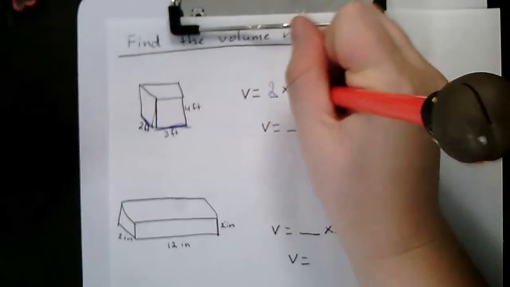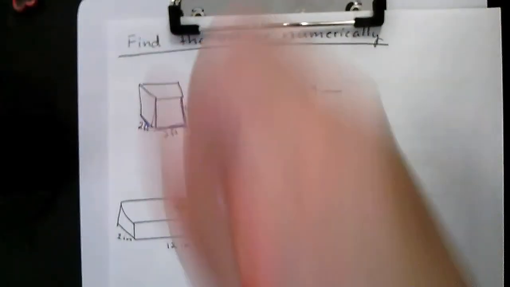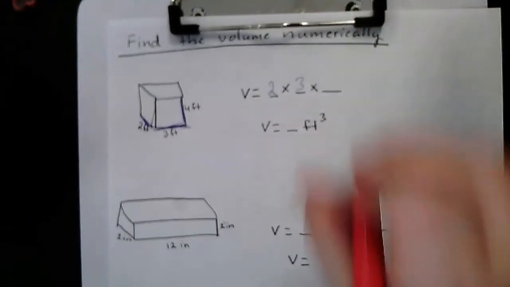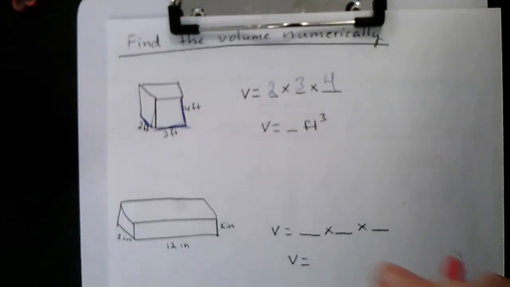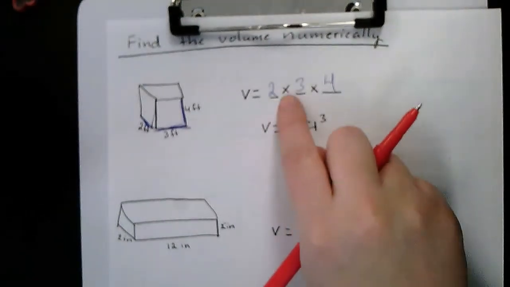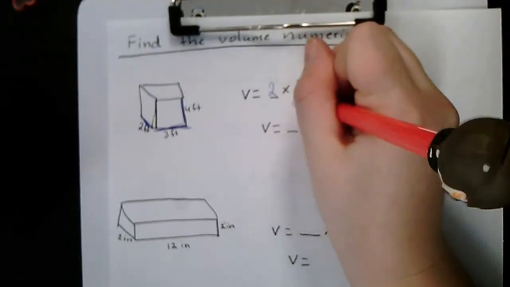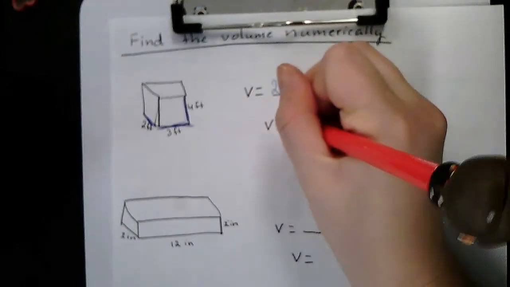So we're going to put a 3 over here. And finally, my height is the amount that the shape is going up and down. So my shape is going 4 feet up. Now, just like all the other problems before, I just need to multiply all these numbers together. So I do 2 times 3, which is 6, and 6 times 4, which is 24.